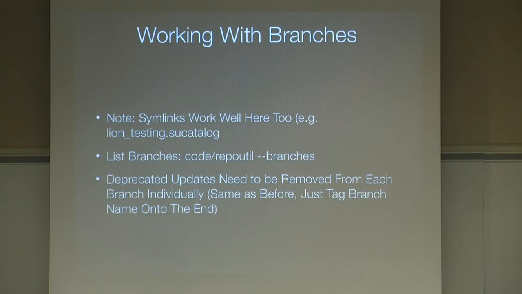And it's the same as before. When you go to do the deprecated update, you just tag the branch name onto the end of the command. So when you do it and you have the product ID, you just put the branch at the end, and it will go through that branch and delete it from there.